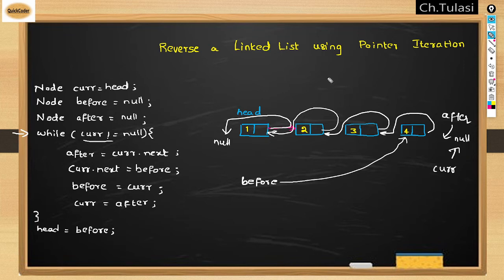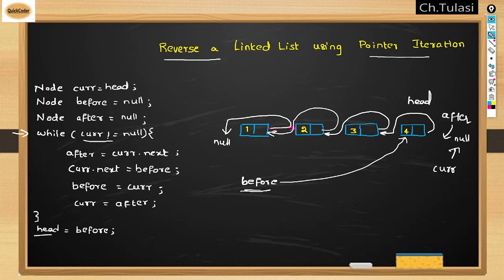I should know the starting point of the linked list. So how can I know? As the before is pointing to the start, so head is equal to before. Means now my head will be here. That's it about reversing a linked list using the pointer iteration approach.